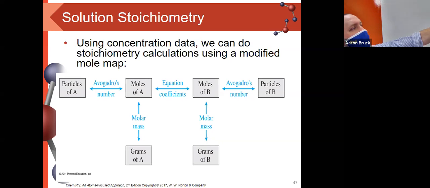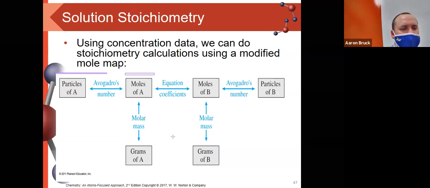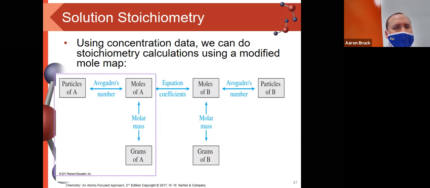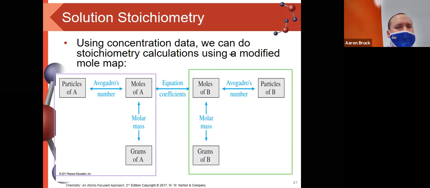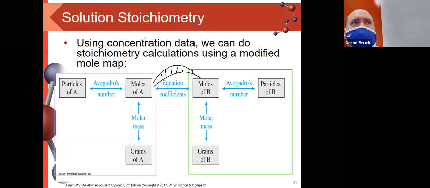So I want to bring back an old concept here. We draw this one straight out of chapter 7. This is our mole map. Remember, we talked about this when we talked about limiting reactants. Essentially, we've got a group of conversions on the left-hand side, a separate group of conversions on the right-hand side, and that wonderful old bridge from the balanced chemical equations linking them together.